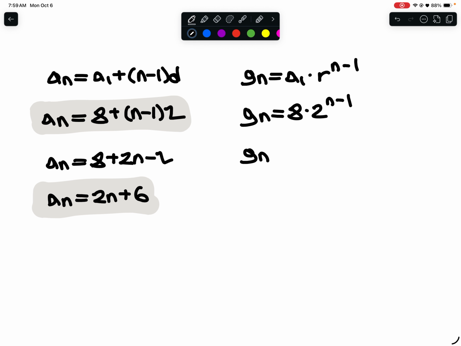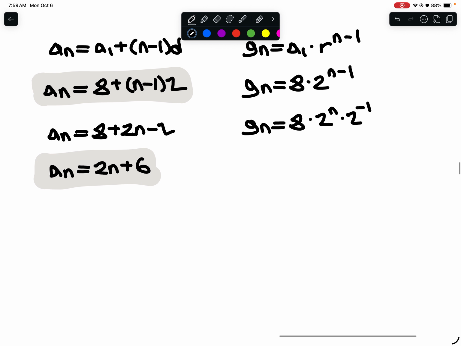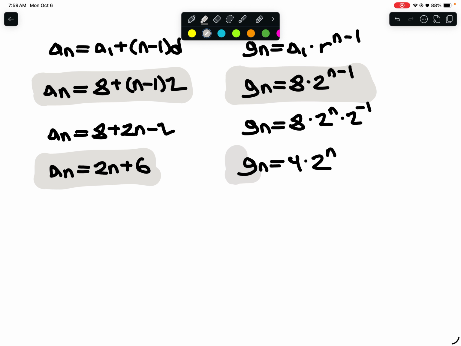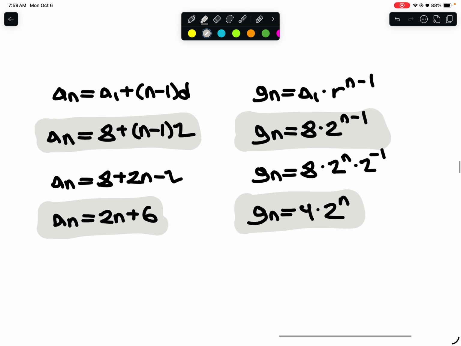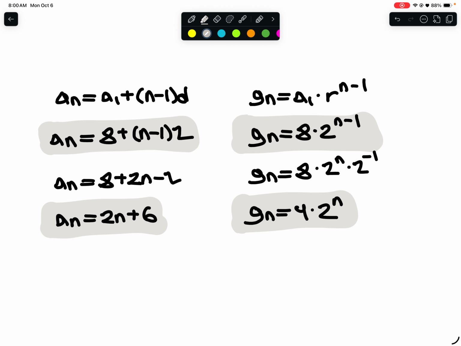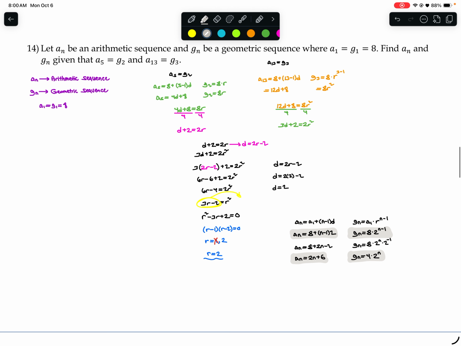Now if I rewrite, 8 times 2 raised to the n times 2 raised to the negative 1. So 2 raised to the negative 1 is going to turn into a half. Half of 8 is going to turn into 4. So 4 times 2 raised to the n. So depending on if we want explicit form or exponential form, that could also change. But this is a really good problem. So make good choices.